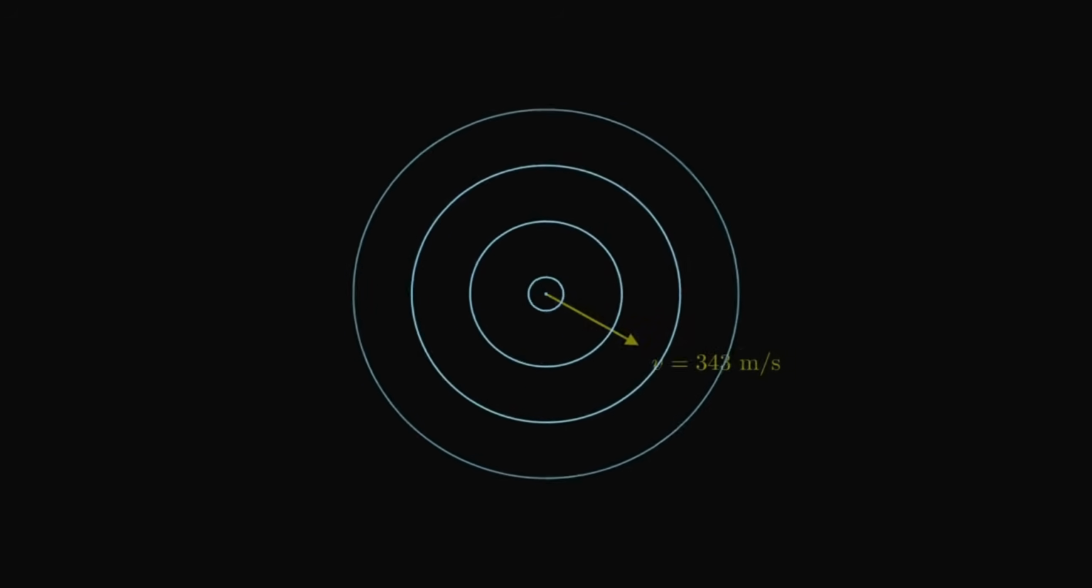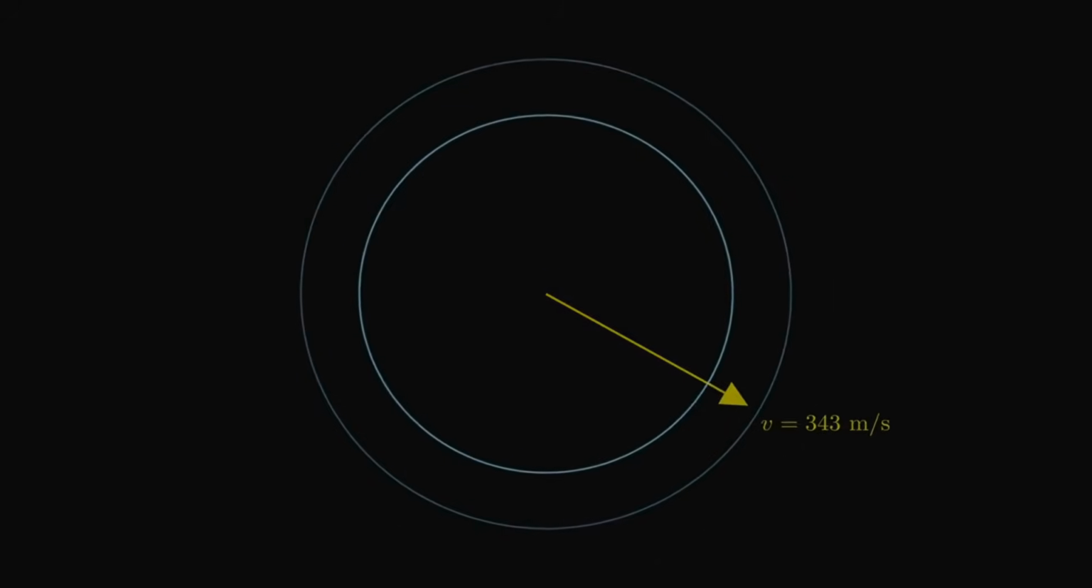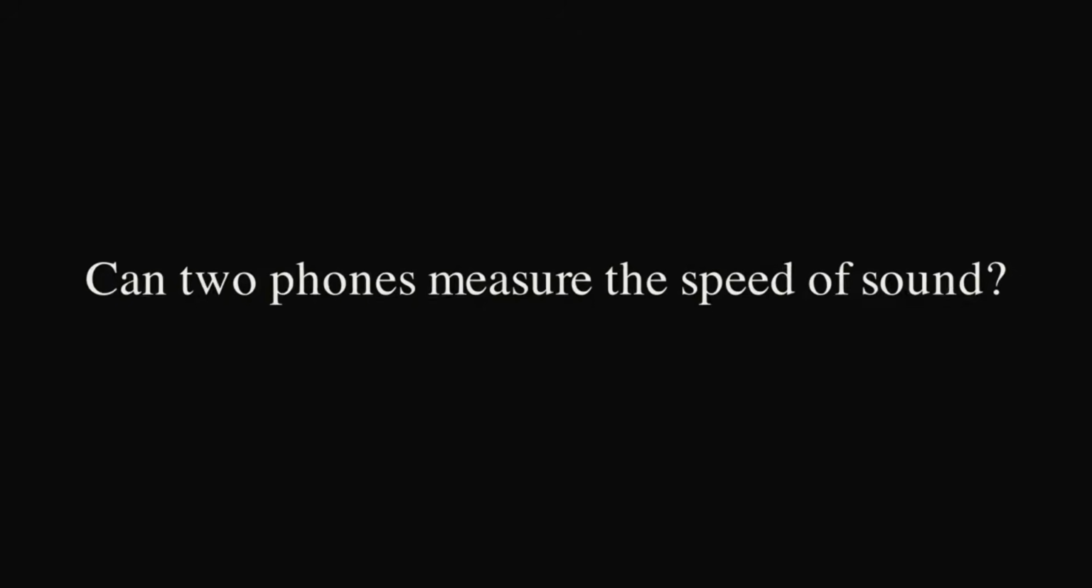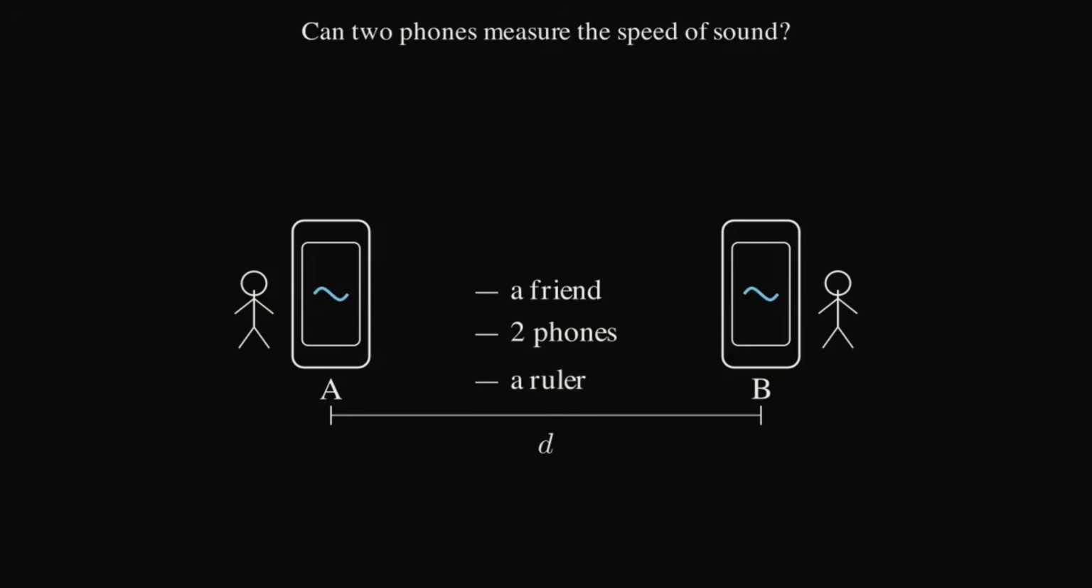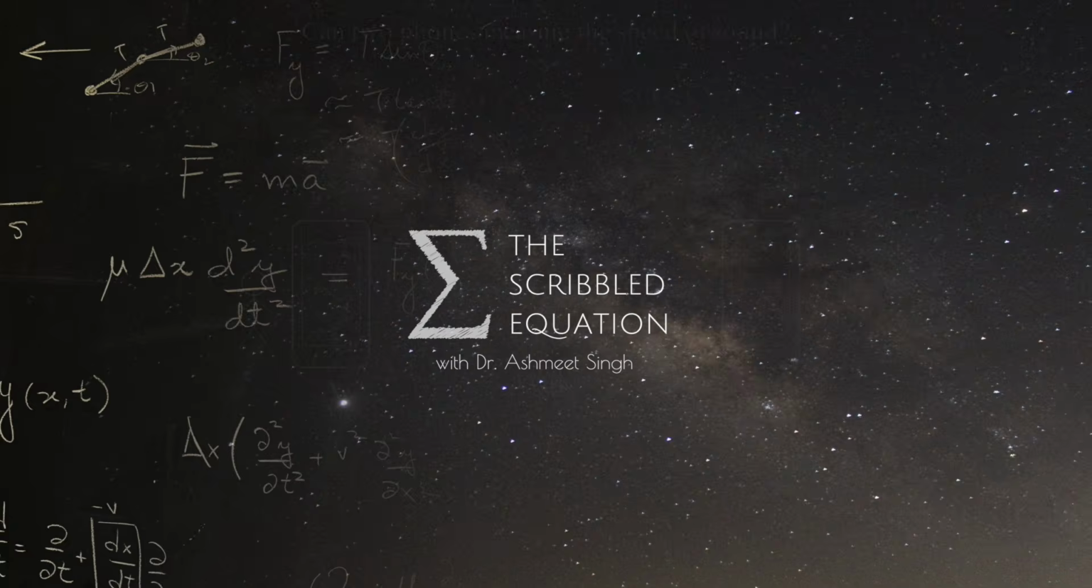Sound. It travels at 343 meters per second. But why just simply believe that fact? Why not measure it yourself, right now? All you're gonna need is a friend, a couple of phones, and a ruler. Once you have that, we'll simply just clap and scribble a few equations.